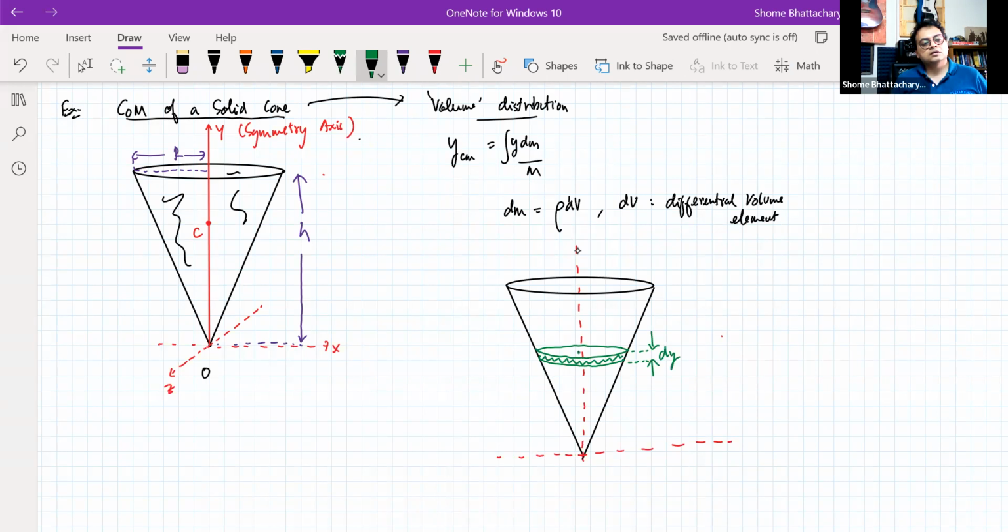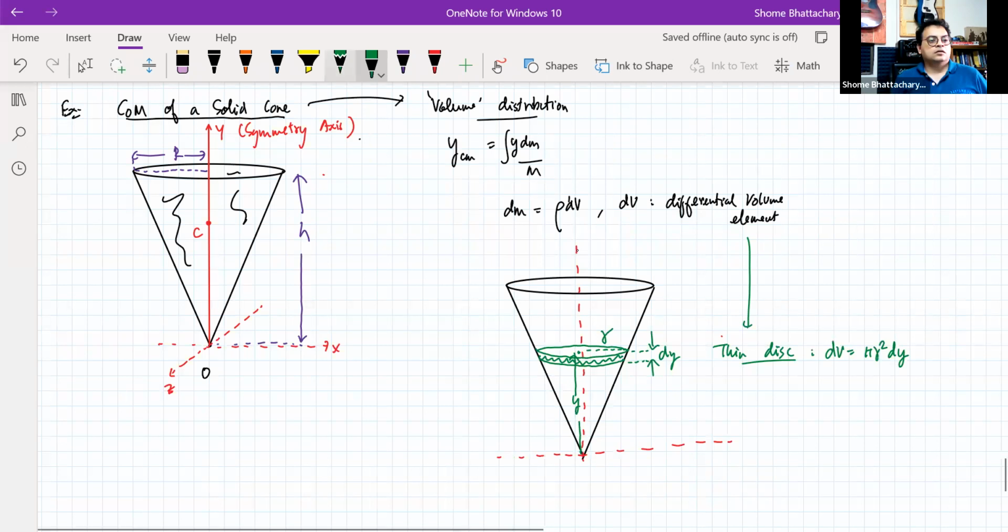Here is the y coordinate of the disc, and this is the radius. So this is a thin disc that will be our volume element. Its volume will be surface area into thickness, so pi r square into dy. As far as the radius is concerned, the radius is a function of y, which we can calculate like this.